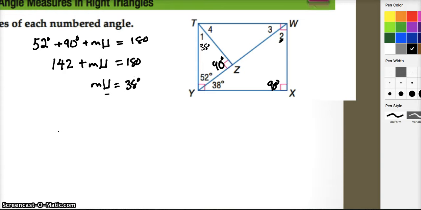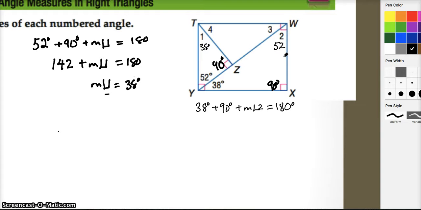So now that I know that this is 38 and this is 90 and this is 52, what else do I have? Well, I can come over here and find the measure of angle 2. As I wrote this down, I realized I'm using the same numbers. If 52 plus 90 plus 38 equals 180, then 38 plus 90 plus 52 has to equal 180. So this has to be 52. If I add 38 plus 90, I get 128, then I subtract that from 180 and get 52. So the measure of angle 2 is 52.